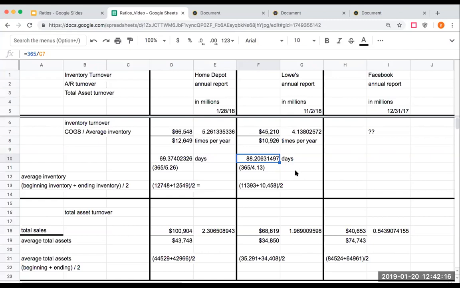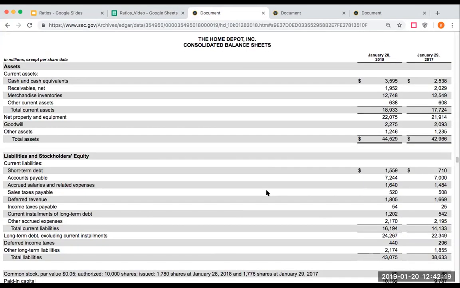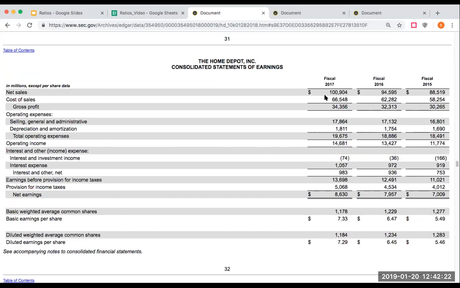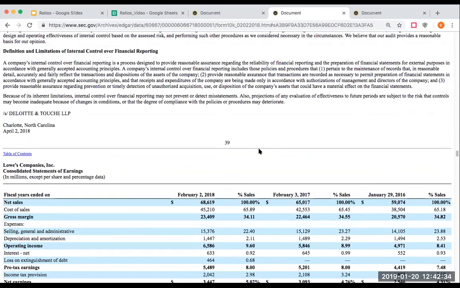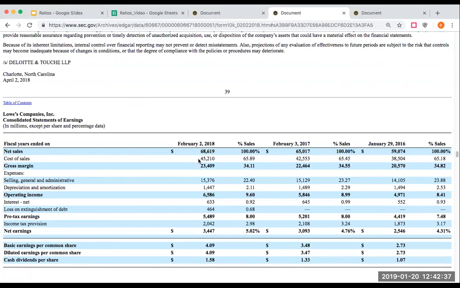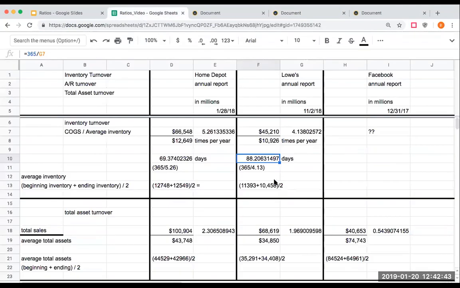The other thing that you have to remember too is that when I look at Home Depot, from a revenue standpoint, Home Depot had about $100 billion of revenue for their fiscal 2017, whereas Lowe's had something around, let's see right here, their sales were about $68.6 billion. So about 30% less than that of Home Depot. So again, are they carrying too much inventory? I have no idea, but it's something that we would want to be looking at if we're analyzing this company, mainly because it seems that Home Depot is performing better than Lowe's.